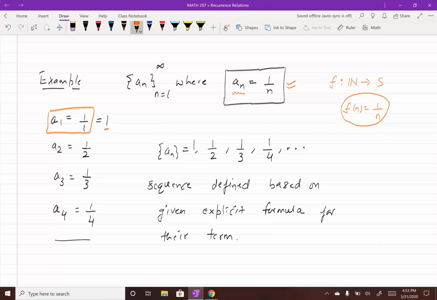That means the first element is 1. A of 2 is going to be 1 divided by 2, so the second element is 1 divided by 2. The third element of this sequence is 1 divided by 3, and the fourth element is 1 divided by 4, and so on. This way I can generate a sequence where the terms are defined based on a given explicit formula, and that explicit formula is given by this term 1 by n.